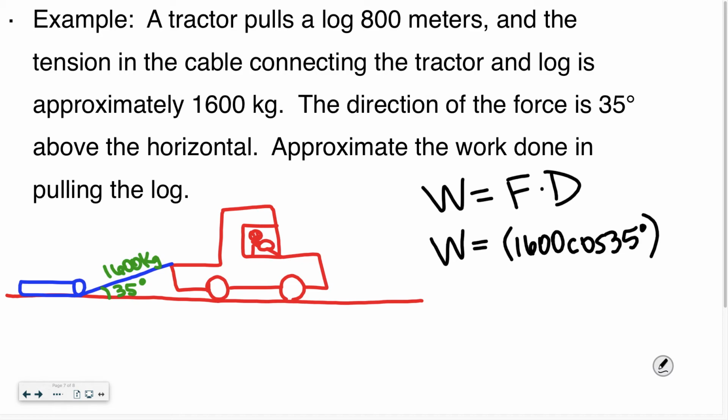This log goes 800 meters. Questions first of all before we get the number. Questions on where we got the numbers.